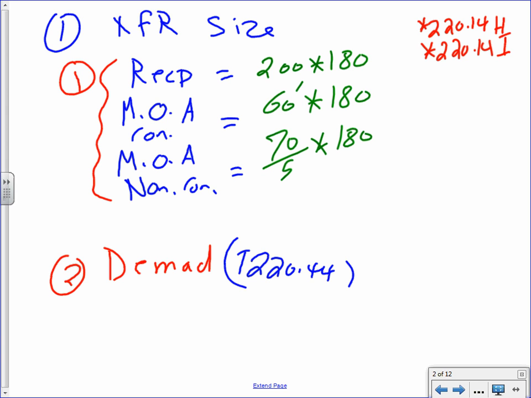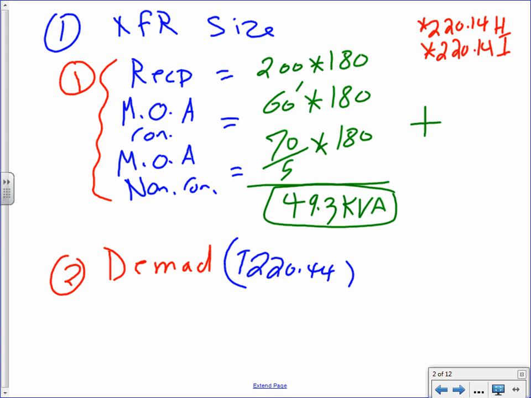Okay. So you add them up. Here's what you're going to do. You're going to add all these up. And when you are set and done, you're going to end up with 49.3 kVA.